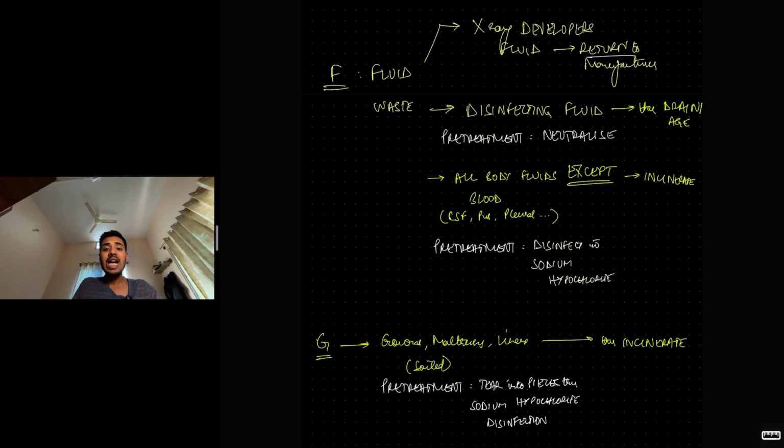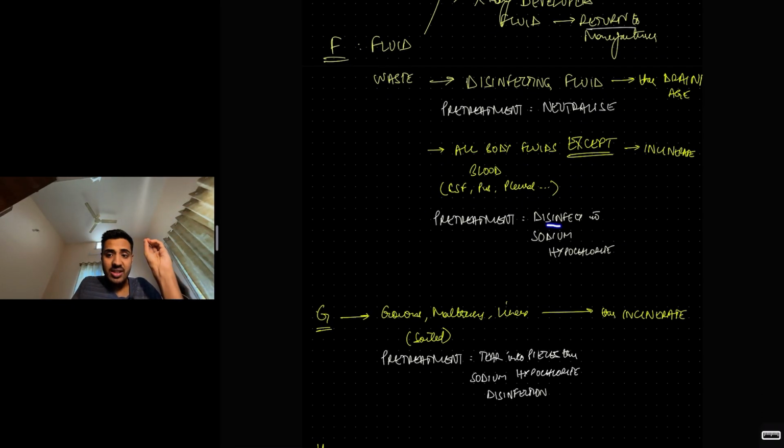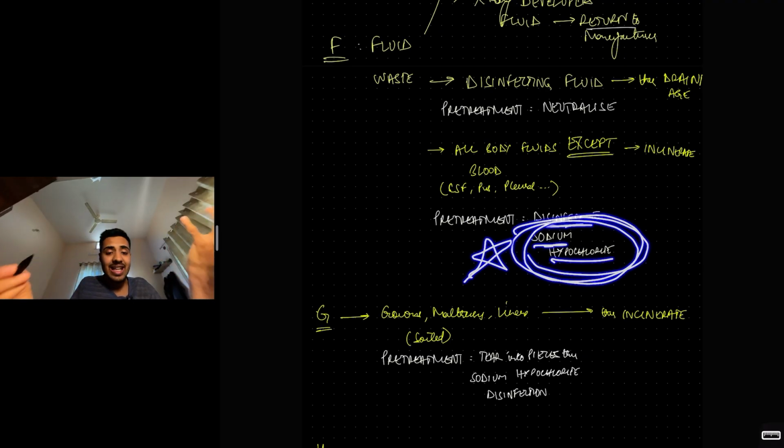And last comes all body fluids except blood, like CSF after lumbar puncture, pus aspirated from an abscess, pleural fluid after pleural tapping. All those body fluids except for blood also come under yellow F, and here they require pre-treatment. Why? Because these body fluids could be infected. Pus from an abscess is infected, so the pre-treatment is to disinfect these fluids with sodium hypochlorite and then incinerate.